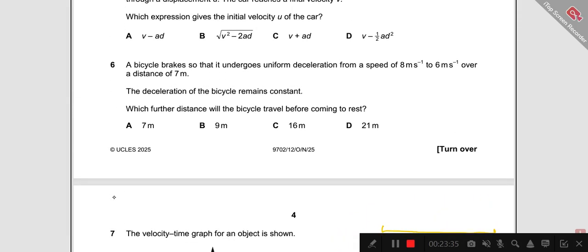Then a bicycle brakes so that it undergoes uniform deceleration from a speed of 8 to a speed of 6. Initially it was 8 and finally it was 6. Its velocity decreased at a constant rate over a distance of 7 meters. That is, while going from 8 to 6, the distance traveled is 7 meters. The deceleration remains constant. What further distance will the bicycle travel before coming to rest?